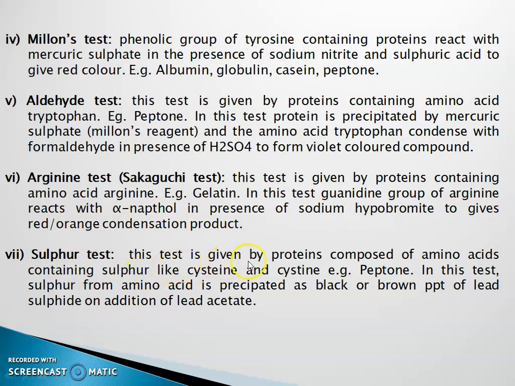Sulfur test. This test is given by proteins composed of amino acids containing sulfur like cysteine and cystine. Example: peptone. In this test, sulfur from the amino acid is precipitated as black or brown precipitate of lead sulfide on addition of lead acetate.